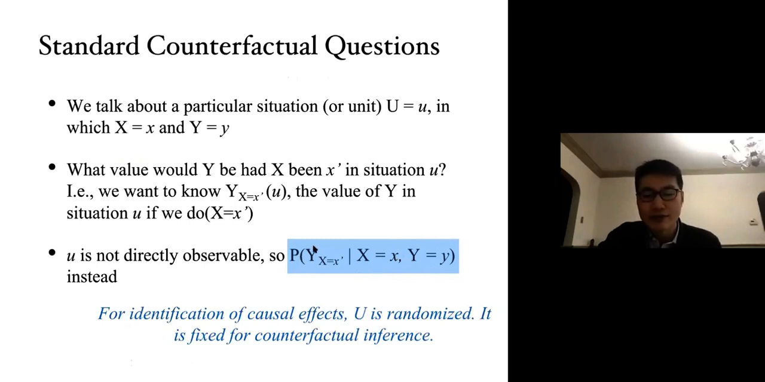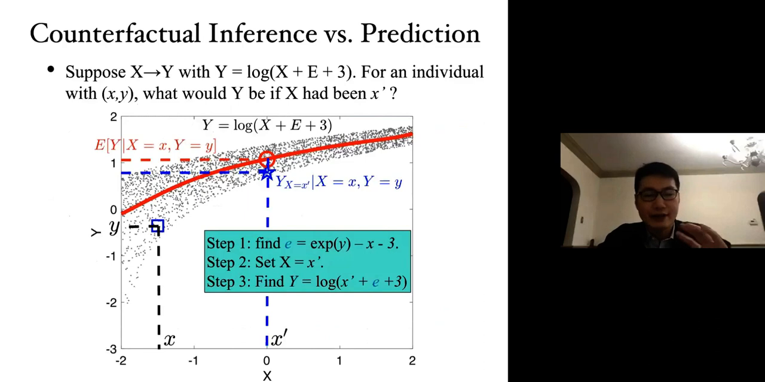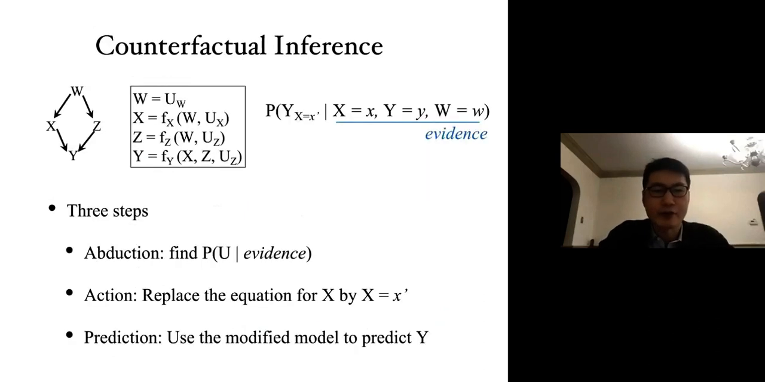Now I want to see the value of Y, given intervention on X to set the value of X to X prime. So this value is different from the previous one. And I want to see the value of Y. This is the question. So we are talking about a particular situation or particular unit, particular person. We observe this and we want to make a change and see the effect. That's it.